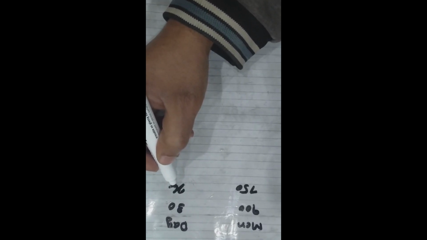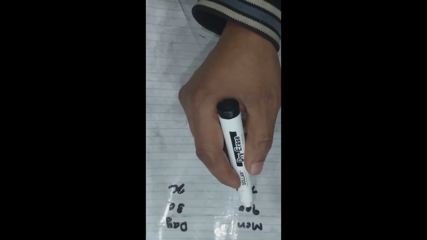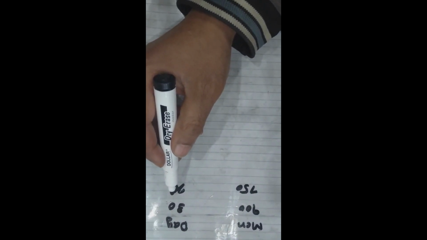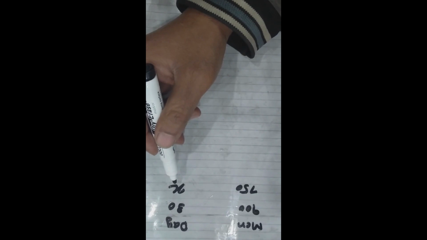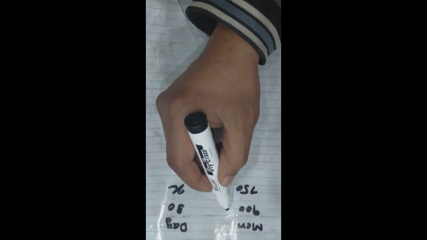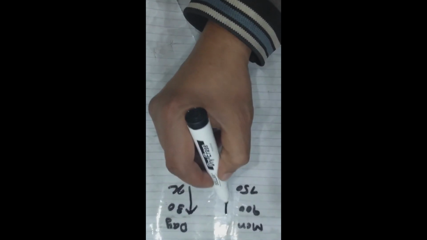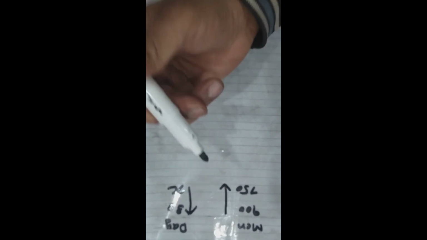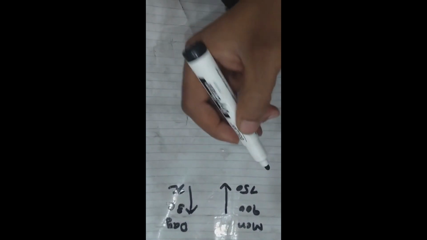Now look at the problem. It is an inverse proportion problem. It means that if the number of men increases, the food stock will be sufficient for fewer days. It means the days will be reduced. So here we randomly put two arrows, one side up and one side down. You can do vice versa, up here, down here, it does not matter.